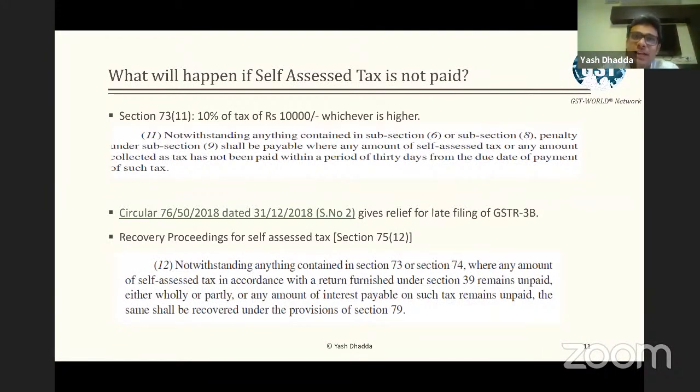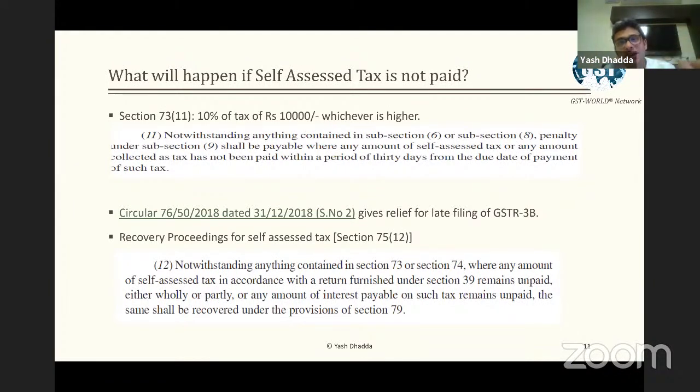Then comes the second question: can there be a direct recovery of my self-assessed tax without issuance of a show cause notice? And for that we have Section 75 subsection 12, which says that there is no requirement for issuance of a show cause notice under Section 73 and 75 if there is any tax liability which remains unpaid, and that unpaid liability relates to a return which is furnished under Section 39. Now there is a little contradiction here. What is the contradiction? What we read first, we realize, and the portal also behaves in a manner, that you cannot file your return under Section 39 without payment of tax.